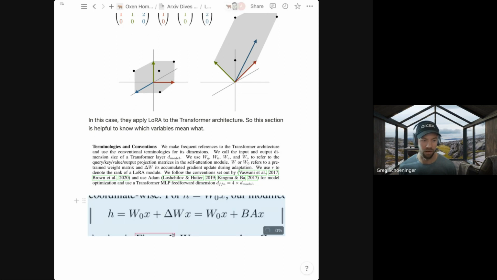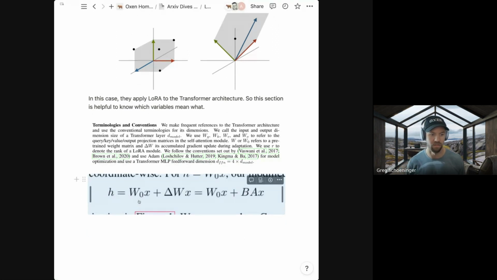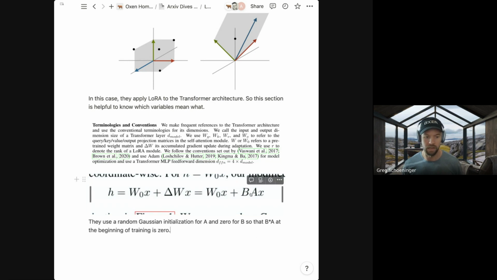When you look in the paper and you see this equation with W0, X, and delta W, that's the same as my Y equals W, X plus B before. They were just using W0 and H as Y. For the B and the A matrices, they use a Gaussian initialization for A, and they use a 0 initialization for B, so that at the beginning of training, A times B is just 0, and then they go from there.